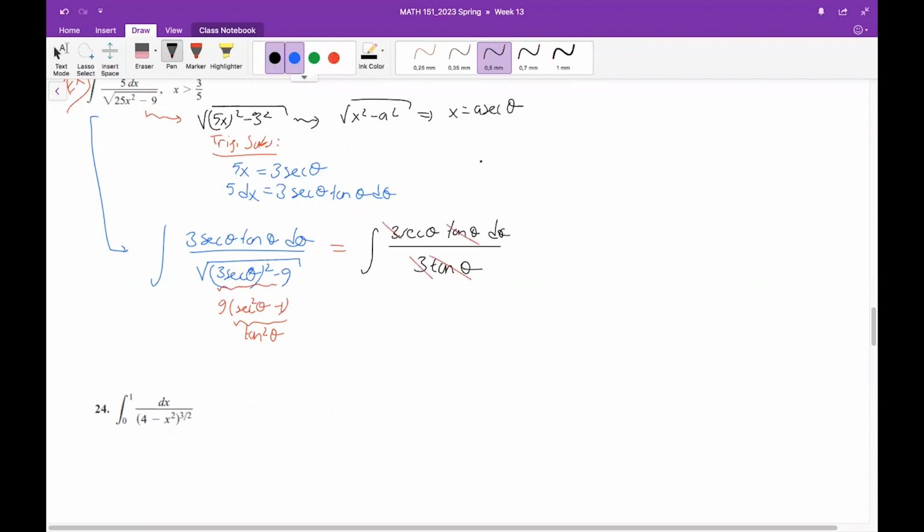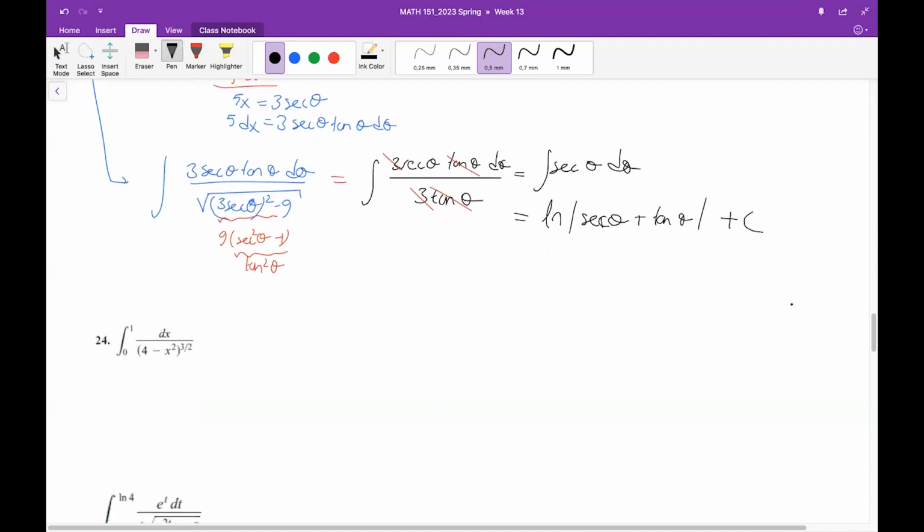We are lucky, we have lots of simplifications, and what we have at the end is again the integral of secant theta d theta, whose rule is ln of secant theta plus tangent theta plus an arbitrary constant. See, of course, now you cannot leave the result like that. You have to turn back to your original variable.